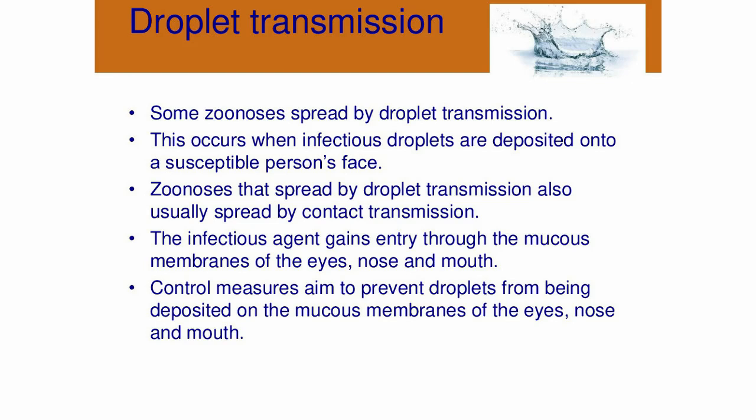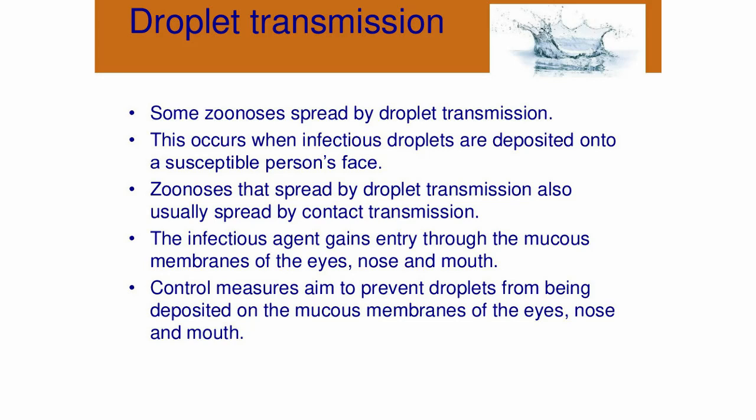It usually involves droplets of blood and body substances, such as respiratory secretions, but for some zoonoses, it may include other substances, such as contaminated water. The infectious agent then gains entry through the mucous membranes of the eyes, nose, and mouth. Now, zoonoses that spread by droplet transmission also usually spread by contact transmission. And that's because when the droplets are deposited out of the air, they can then contaminate surfaces which people may touch. So examples of zoonoses that spread this way include leptospirosis and Hendra virus.